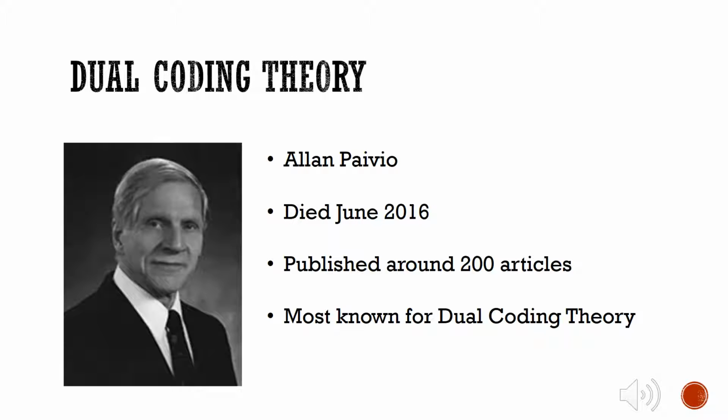The last theory that we will look at before getting back to Richard Mayer is the dual coding theory. This was written by Allan Paivio, and he just recently died in June of 2016. He has published around 200 articles, but he really is most known for this dual coding theory. Let's go ahead and get started.